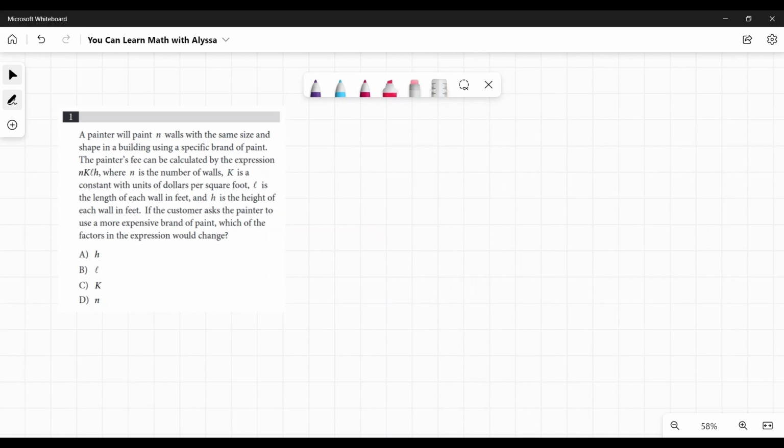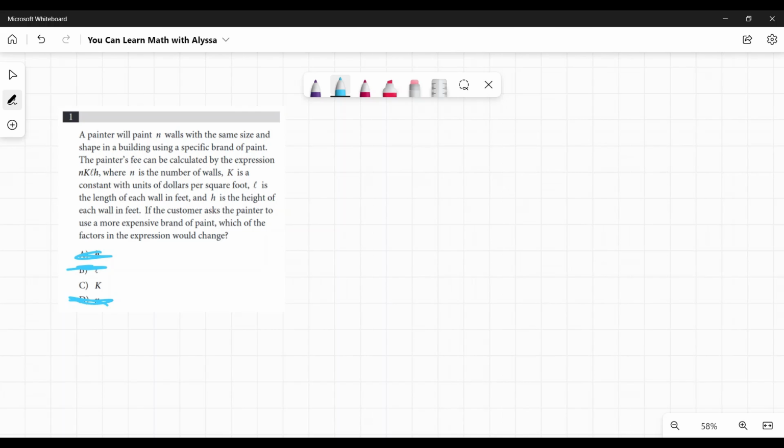Looking at what these four variables represent, our first variable here, N, is the number of walls. Does the number of walls change if you use a more expensive brand of paint? No, it is not N. Length and height, the length and height of the wall in feet. Do the length and height of the wall change if you use a different brand of paint to paint them? No. Length and height are out. K is our last one standing.